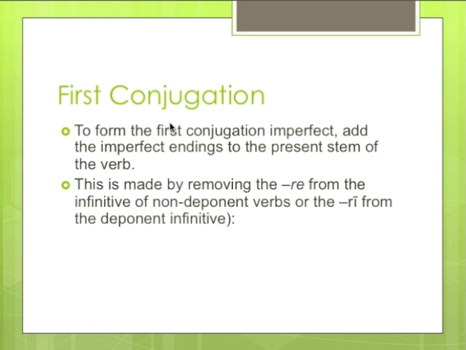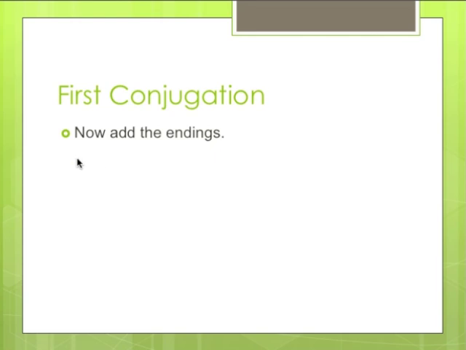To form the first conjugation imperfect, add the imperfect endings to the present stem of the verb. This is made by removing the re from the infinitive of non-deponent verbs or the ri from the deponent infinitive. For example, amare goes to ama, and minari goes to mina. Here we remove the re from the present infinitive of this non-deponent verb, and here we remove the ri from the infinitive of the deponent. Now just add the endings.